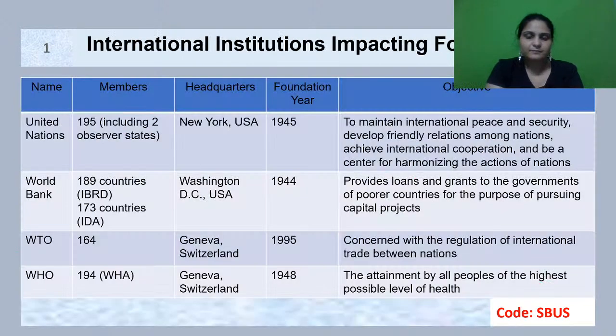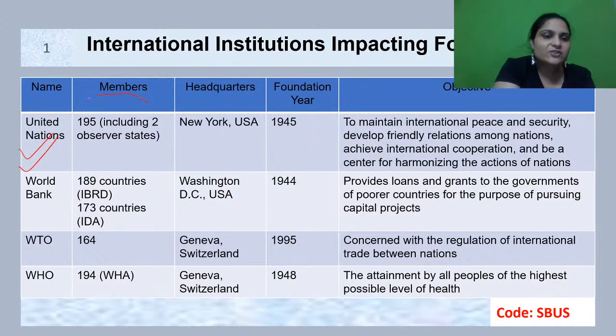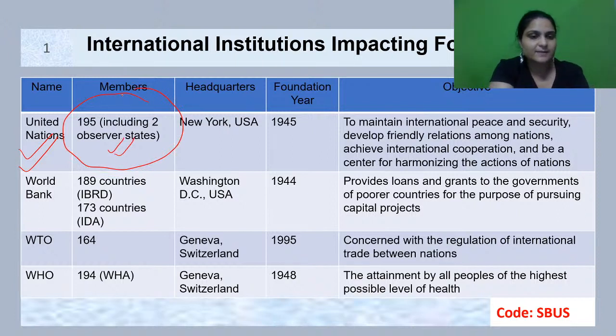right? Now, this is the important chunk of information. As I told you, we'll be discussing some of the international institutions in brief, how they are influencing the foreign policy, and in which areas. So the first, of course, is the United Nations group of agencies. The members of the United Nations are 195, including 2 observer states. This is the present status.